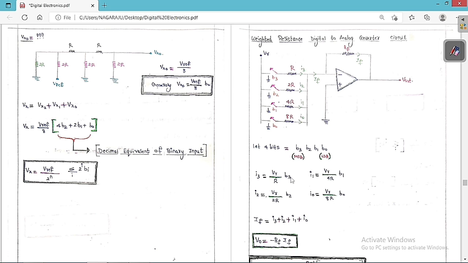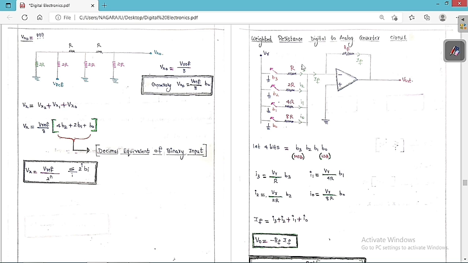If switch B3 is on, meaning B3 is equal to 1, then only current is going to flow. Otherwise, if B3 is off, it is connected to ground but not to supply, so the current will become 0 there. This is a point you always have to keep in mind. So I3 is equal to VR by R into B3. Similarly, I2 is VR by 2R into B2. Similarly, I1 is equal to VR by 4R into B1. Similarly, I0 is equal to VR by 8R into B0.